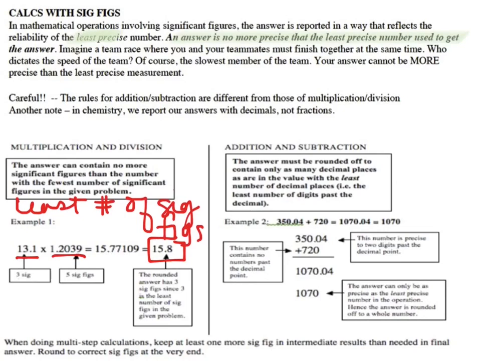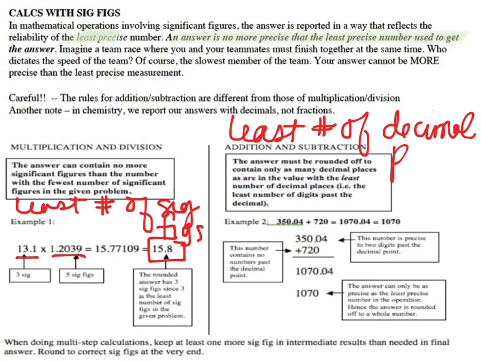When we're talking about addition and subtraction, we are going to go by the least number of decimal places. So if you're measuring and one measures to 5 decimal places and one measures only to 2 decimal places, then our answer can only go 2 decimal places. If you have here, this one doesn't measure to any decimal place, so our answer has no decimal place to it. So the least amount of decimal places.